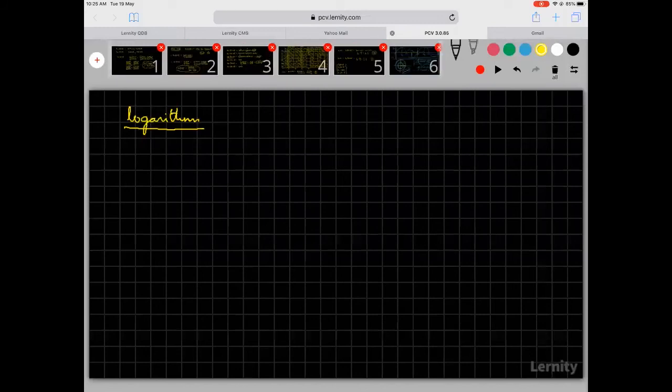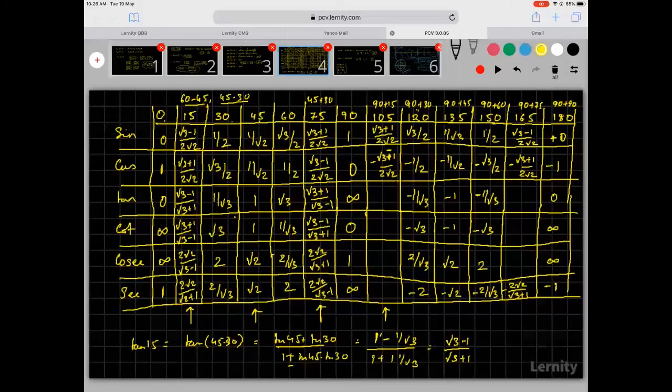Okay. All this will be taught to you in maths, and the maths people don't care for all these numbers. So in maths, they won't ask you what is the value for tan 15 and tan 30 and tan 75 and all that. All those questions we'll get only in physics.